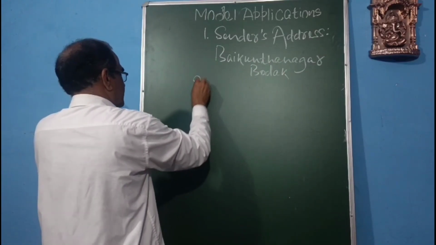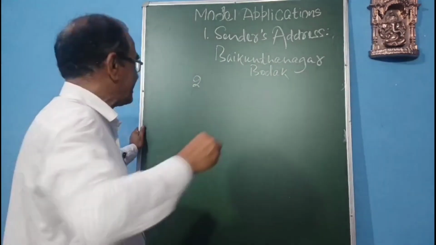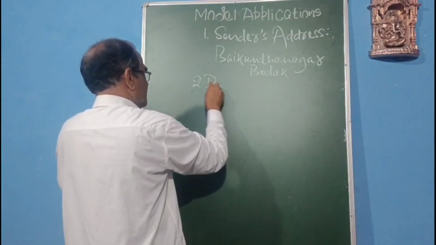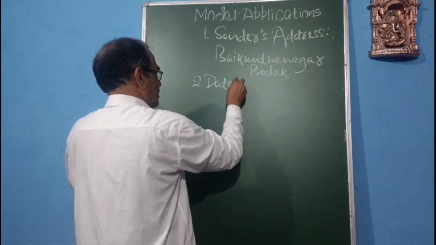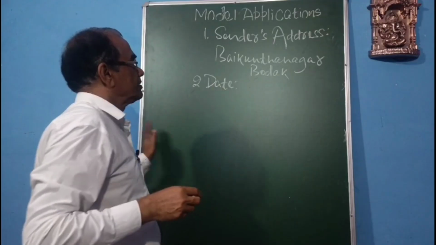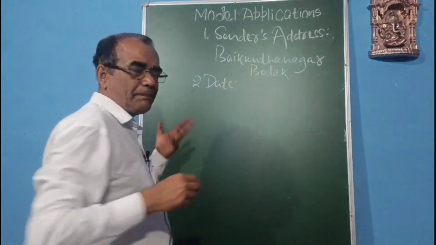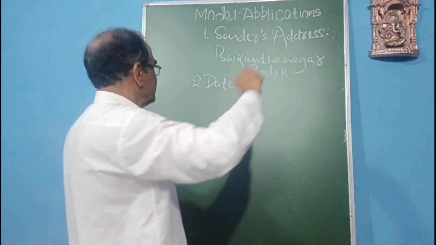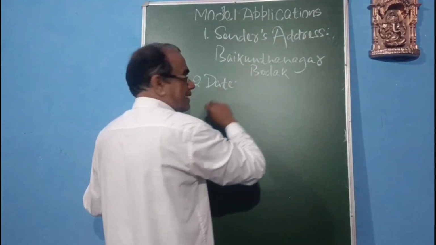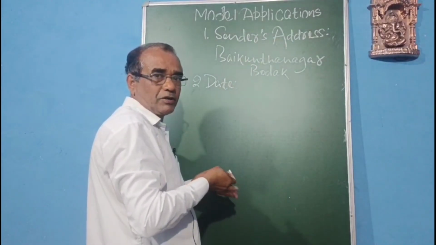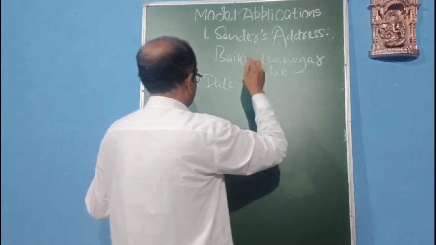Number 2. The second one is the date. Date is to be written just below the sender's address. There are different patterns to write the date. I am writing different patterns. You have to prefer any one of them.